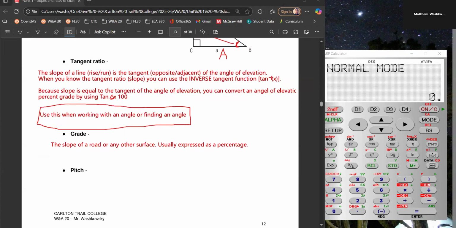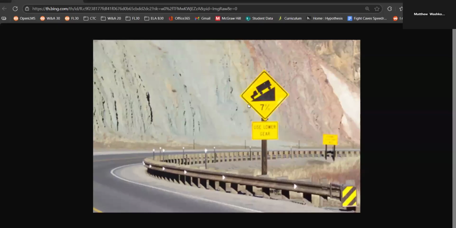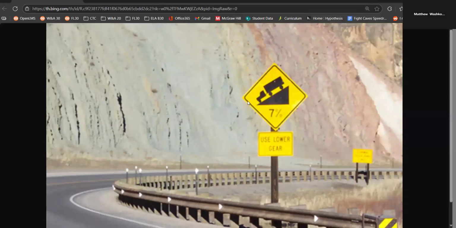To give you an idea here, if I'm a truck driver going down a road, I might see this sign here. This is in your textbook as well, in section 1.2, which you should have read before coming here. But anyways, this is a road sign.